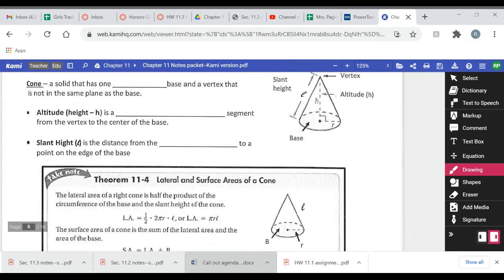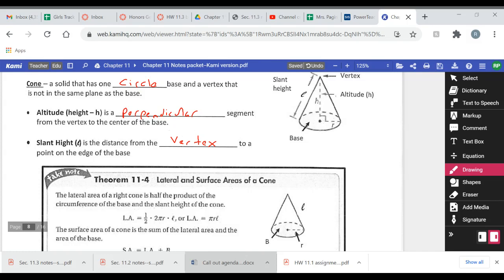So here for a cone, it says a solid that has one circle base and a vertex that is not in the same plane as the base. The altitude or height is a perpendicular segment from the vertex to the center of the base. And the slant height, or the L, is the distance from the vertex to a point on the edge of the base.